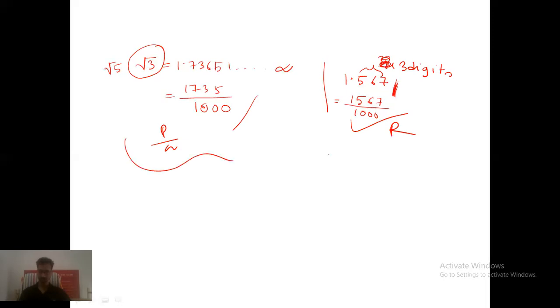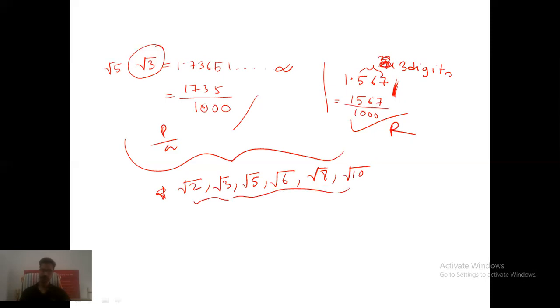So what can we conclude from this? That when a square root is given, suppose the square root of 2, because 2 is not a perfect square, then root over 3, root over 5, root over 6, root over 8, root over 10. These are not perfect squares. So when you write the square root of any non-perfect square, it will be an irrational number.